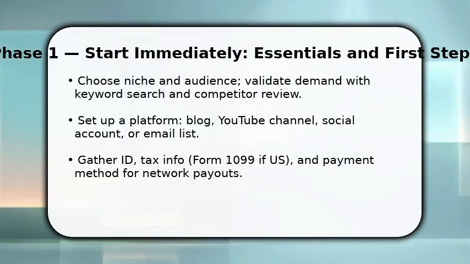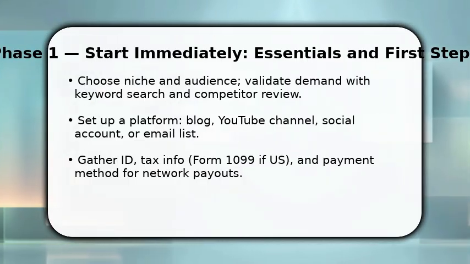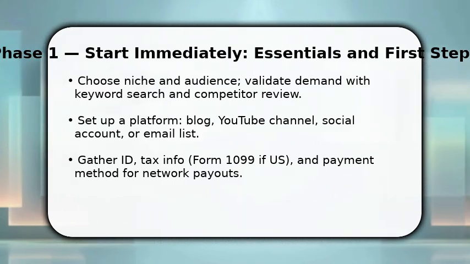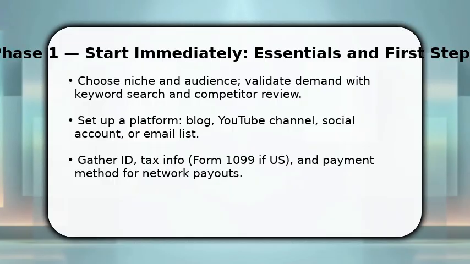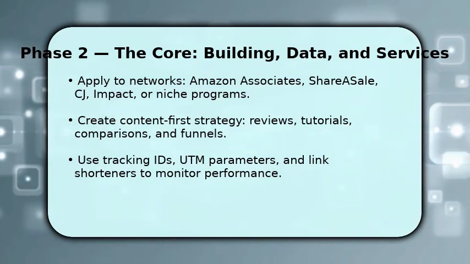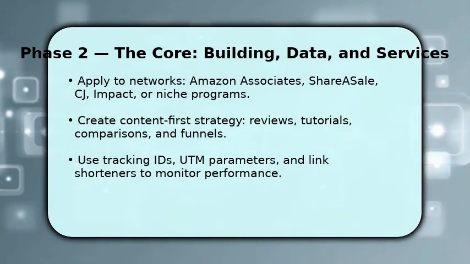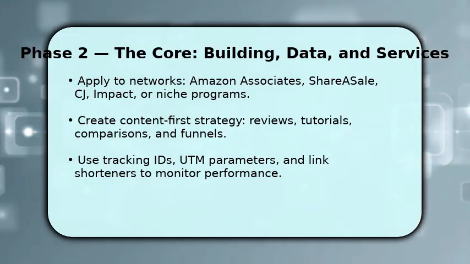You usually need ID, tax details, and a payout method. Make sure to document login credentials securely, because early access speeds up approval and lets you grab links immediately. Now you apply to networks and individual merchant programs. Write concise, honest applications highlighting traffic and promotion plans so approvals come faster.